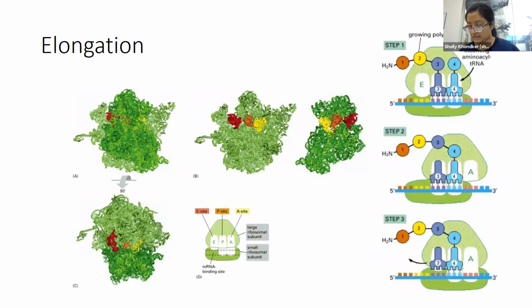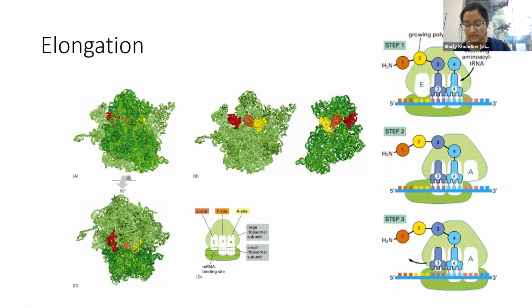So after initiation comes elongation. When new amino acids are added to a pre-existing polypeptide, the tRNA carrying the next amino acid binds to the A site, or aminoacyl tRNA site, which is represented here. The tRNA then forms base pairs with the mRNA from its anticodon region.